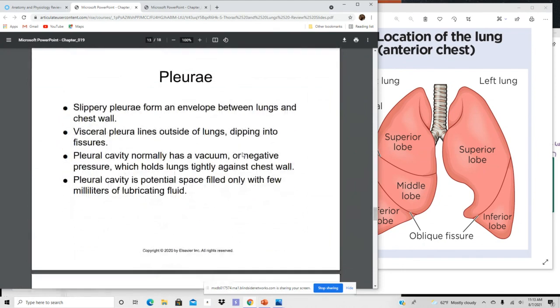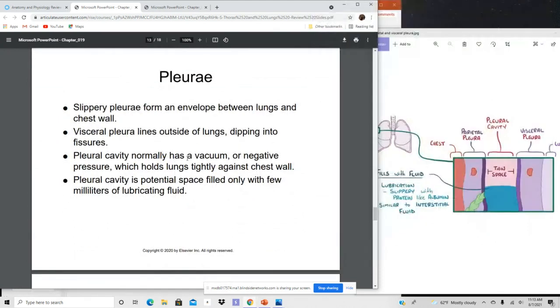The pleurae form an envelope between the lungs and the chest wall. The visceral pleura lines the outside of the lungs and it dips into fissures. The pleural cavity normally has a vacuum or a negative pressure which holds the lungs tightly against the chest wall. The pleural cavity is a potential space filled with only a few mLs of lubricating fluid.